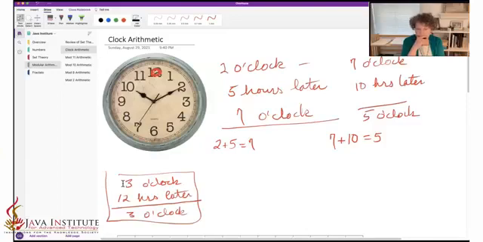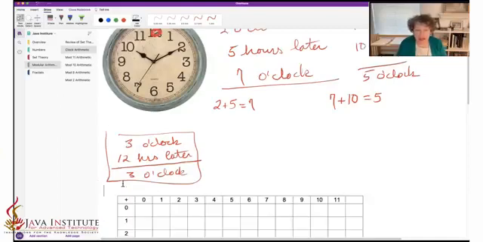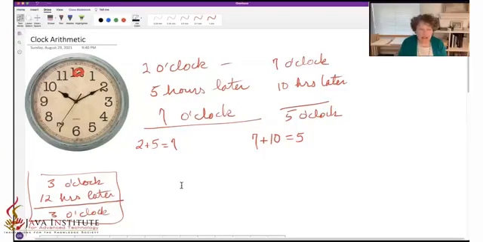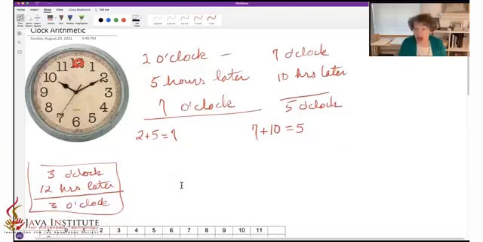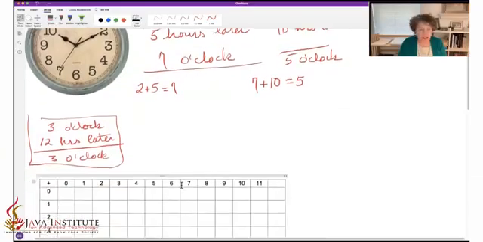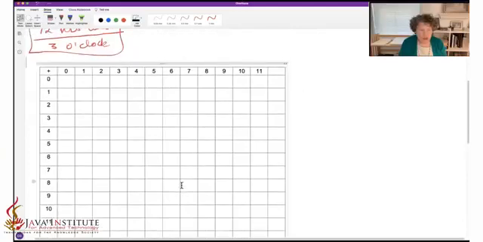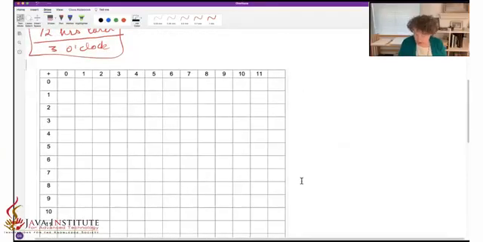Okay. So this is clock arithmetic. And right now you're probably thinking, well, yeah, clock arithmetic, no big deal. You do it all the time. But what we're going to see is that a lot can come out of using clock arithmetic. Now, we're going to do clock arithmetic. We're going to do an addition table.